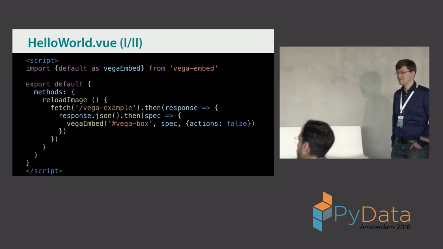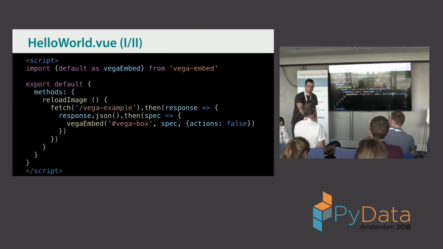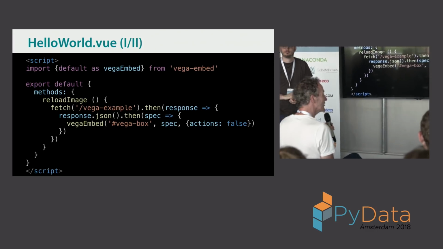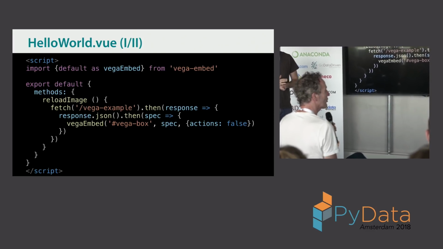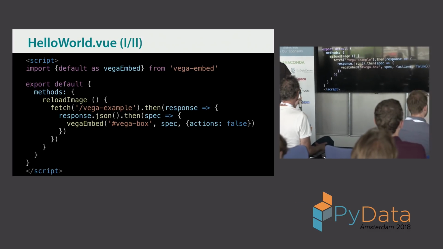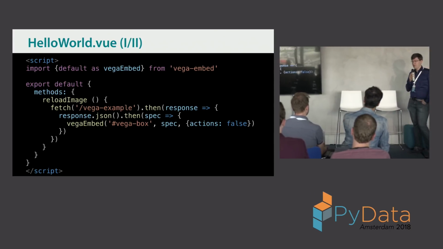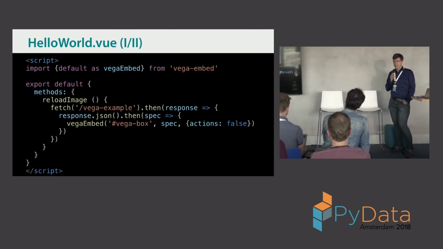More questions? Have you tried it with really big data sets, like, I don't know, 1 million points or so? At the moment, the problem with really big data sets is that you have to pass this data in JSON format to the browser. You can also pass it in CSV.